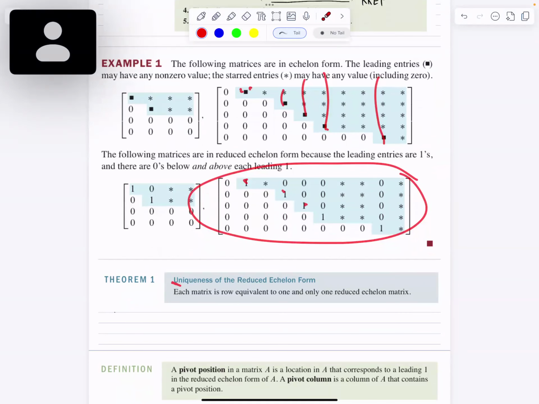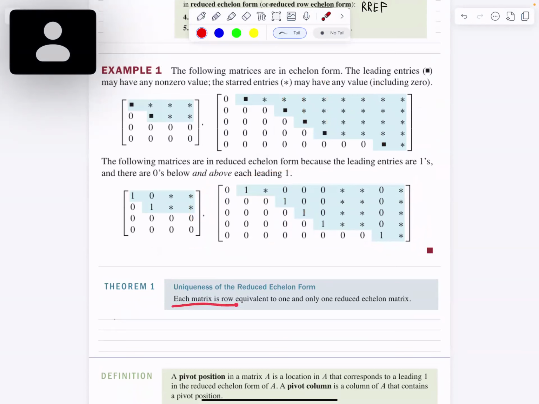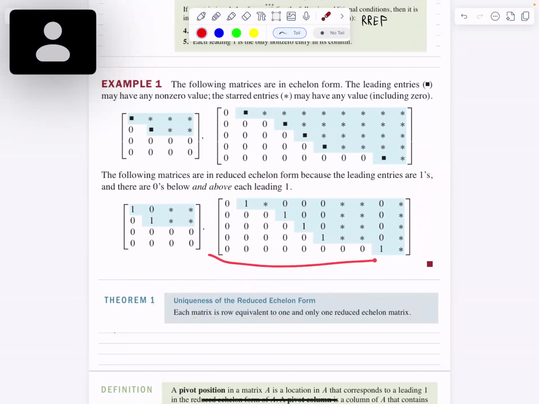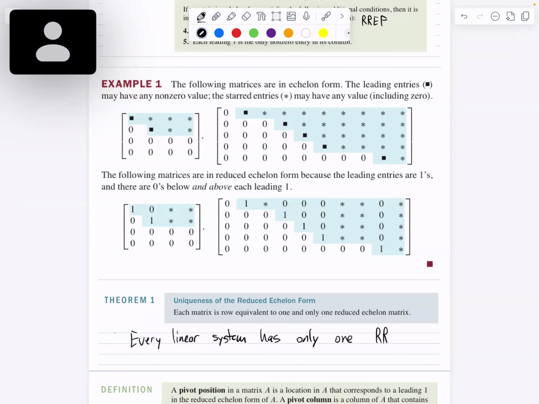Something really, really important about reduced row echelon form is that every matrix is row equivalent to one and only one reduced row echelon form. What does that mean? It means the reduced row echelon form is unique for every system. Every linear system has only one reduced row echelon form. So the solution to the reduced row echelon form is the solution to the system, and vice versa. That's really important, and it means this is how we can actually solve it.